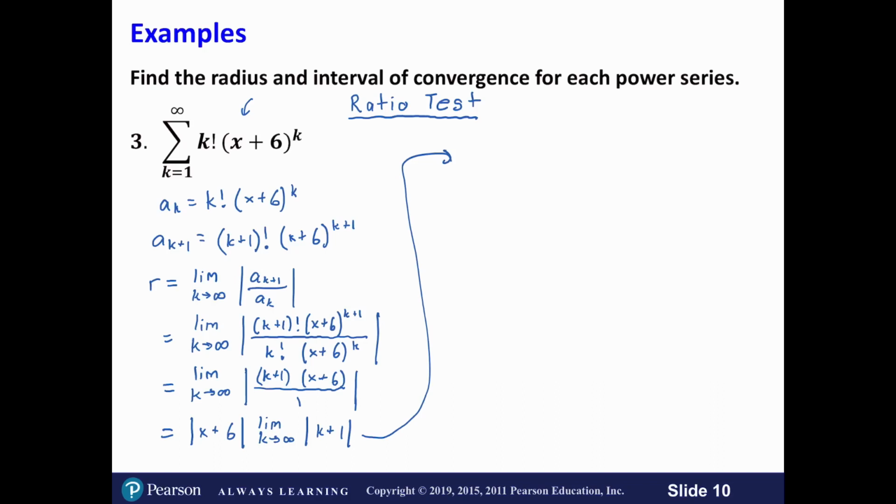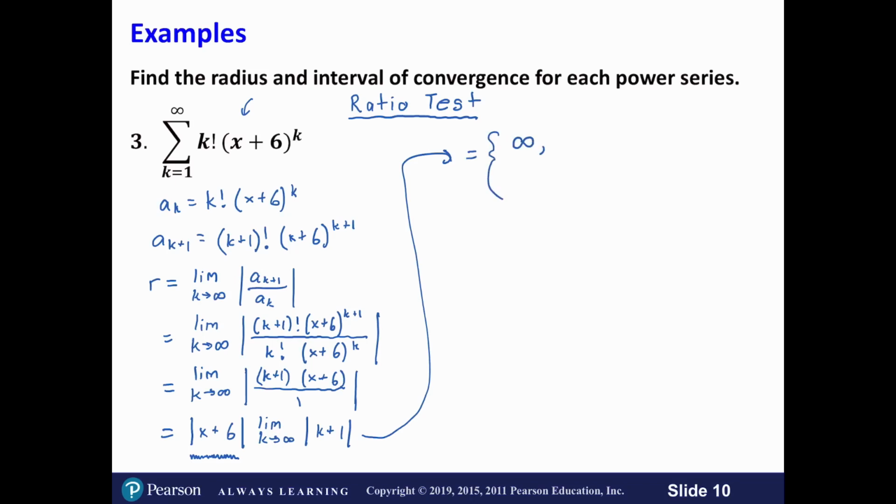All right, so what is this limit equal to? In general, the limit as k approaches infinity of k plus 1 is equal to infinity, right? But we are also multiplying by the absolute value of x plus 6. And in most cases, well, first of all, we know that it's a non-negative number, so it's either 0 or positive. If it is a positive number, then this entire thing will just be equal to infinity.